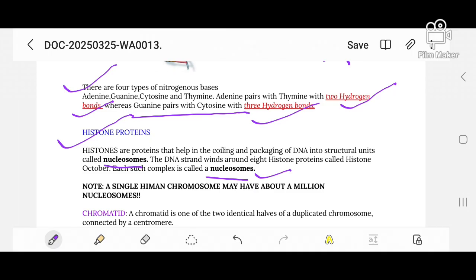So there are proteins. This is a DNA molecule. The histone proteins coil the DNA molecule. You can see the diagram. It is there in your book also. It helps in the coiling and packaging of the DNA into structural units.